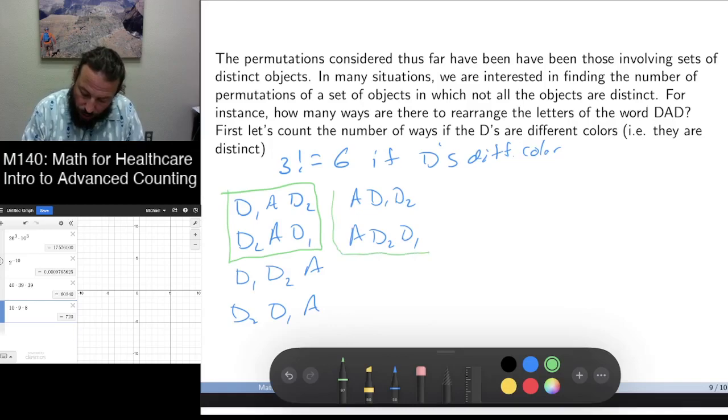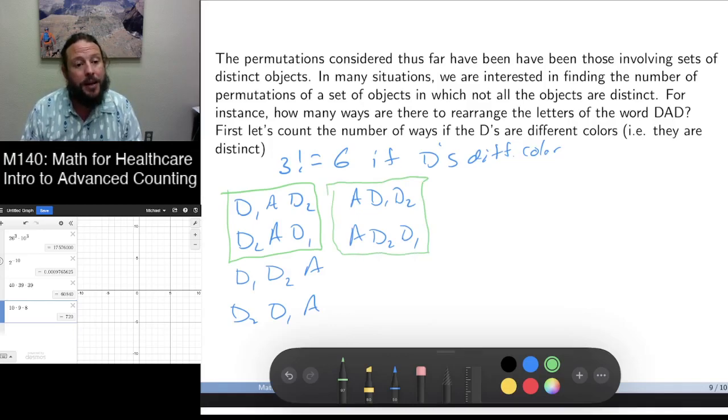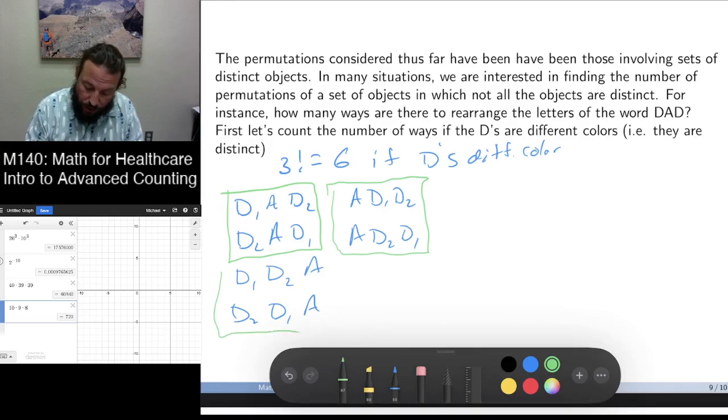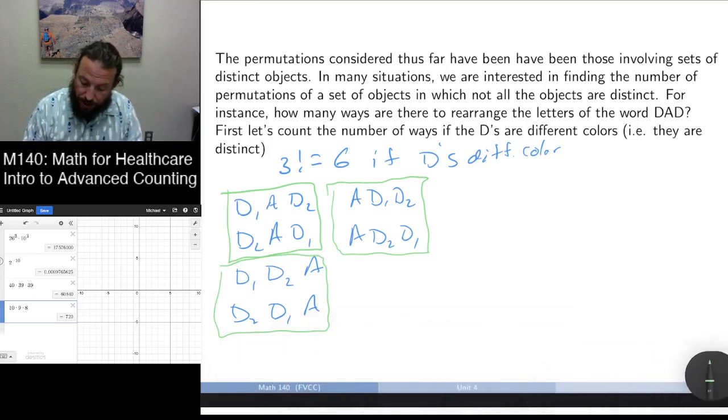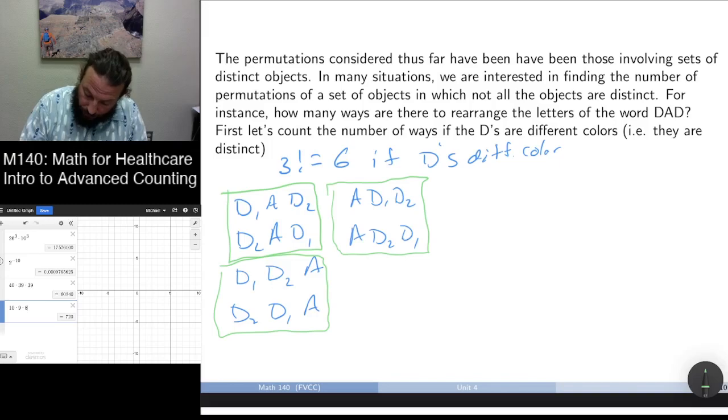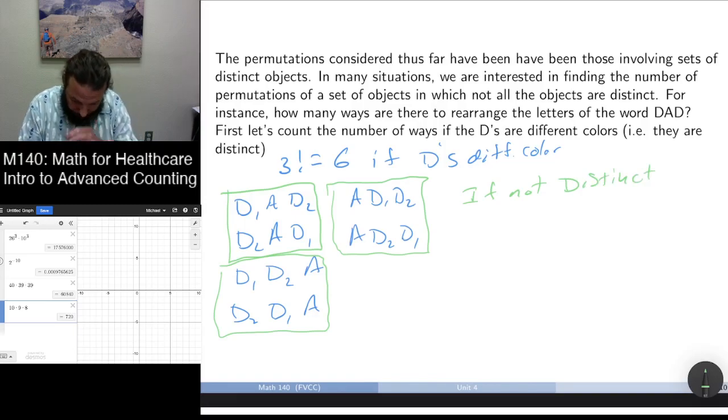These two are the same things. They don't count as different things. These two are the same things. They don't count as different things. So when we don't have distinct objects here, if not distinct, then we have how many? There's 3. All right? How am I getting this?